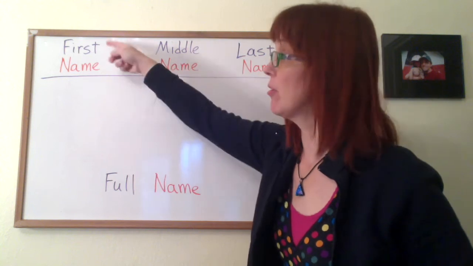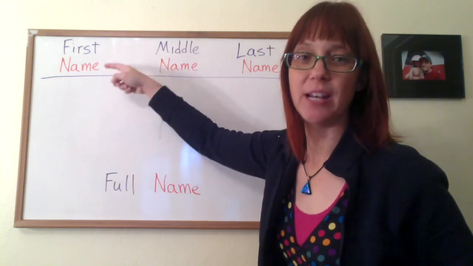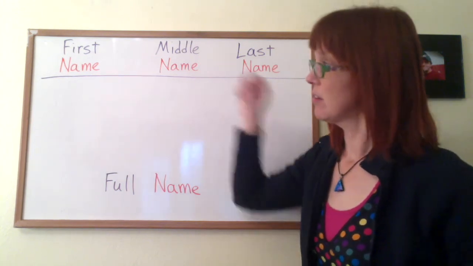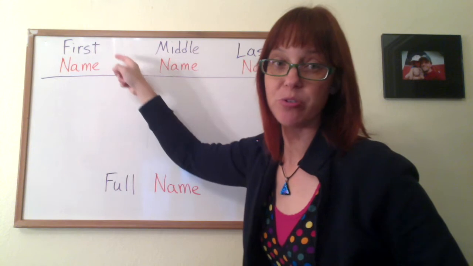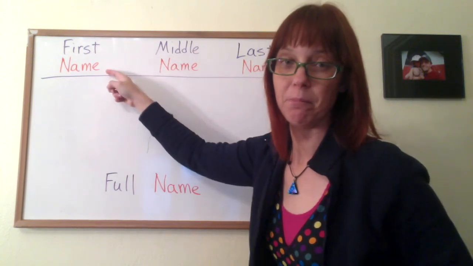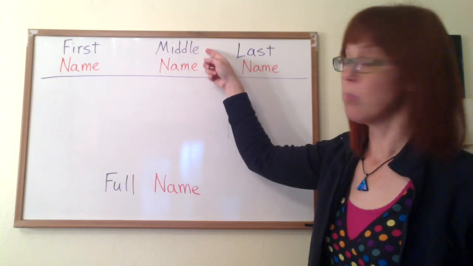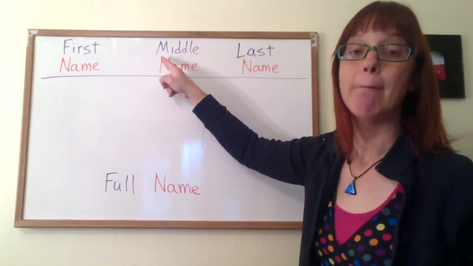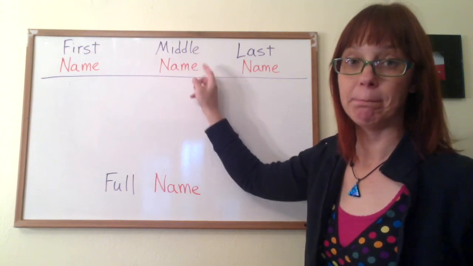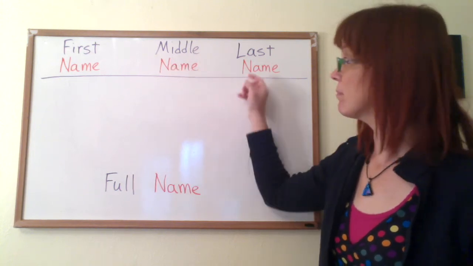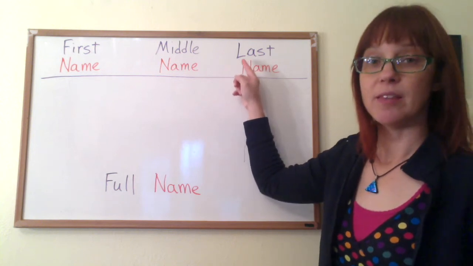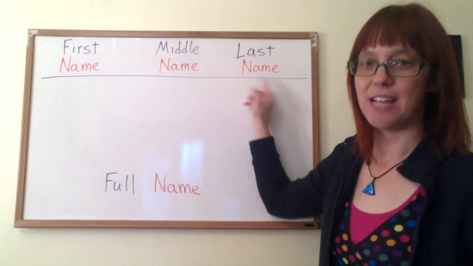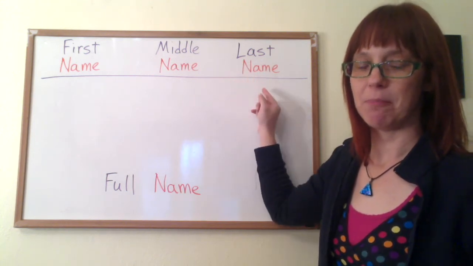First name. So first is with F. First name. This is M, M, M, M. Middle name. This is L, La, La. Last name.